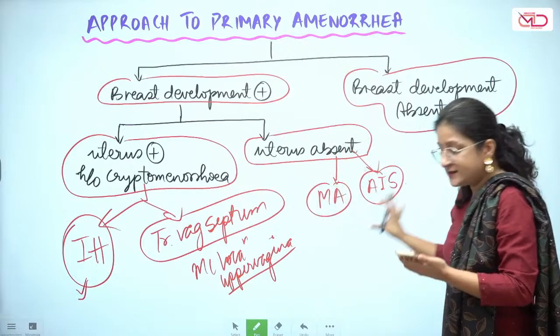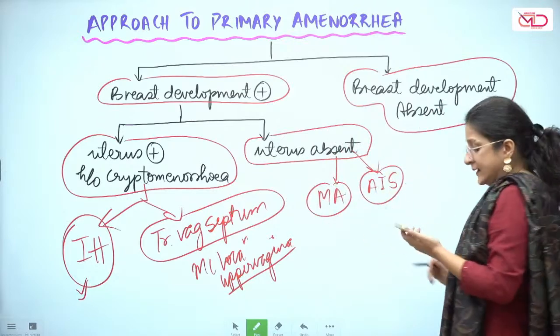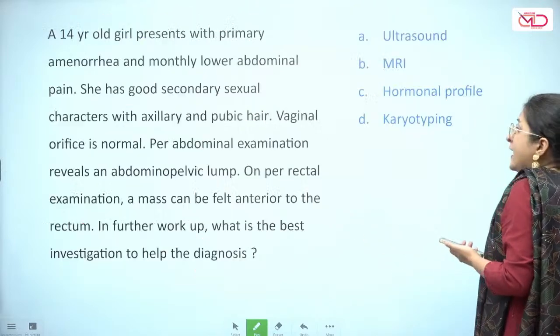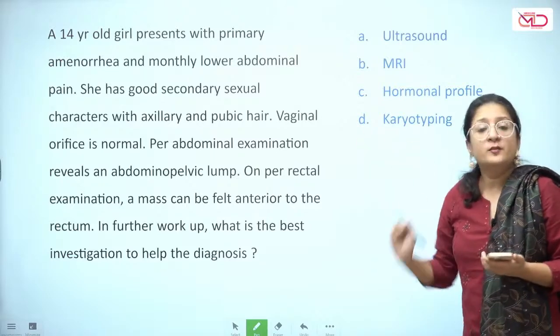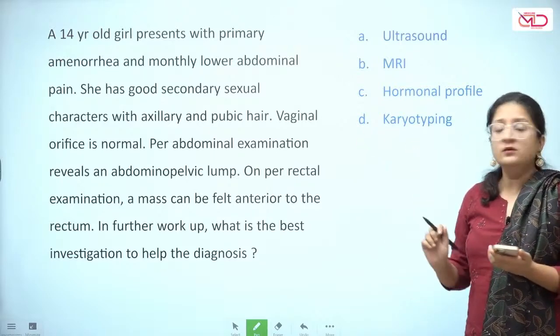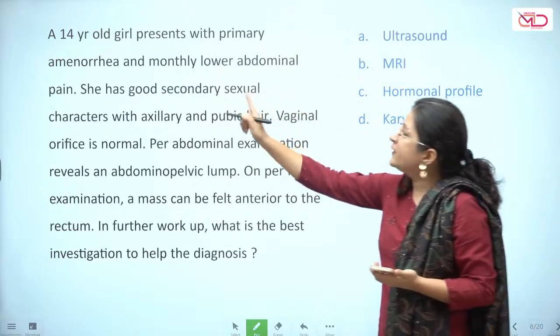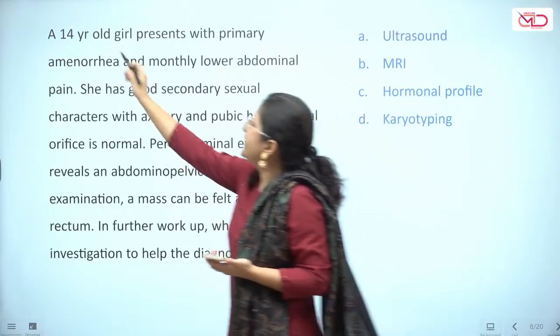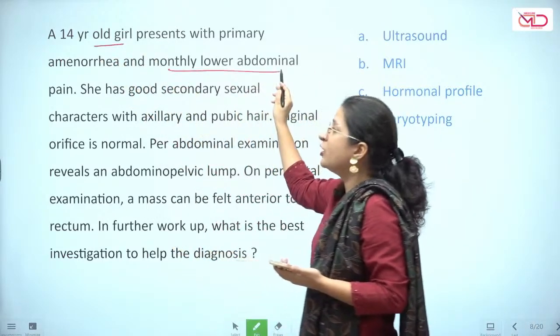Uterus absent, consider two important differential diagnoses. Now, with this flowchart in your mind, which I just gave you, answer this question. A 14-year-old girl presents with primary amenorrhea, monthly lower abdominal pain.